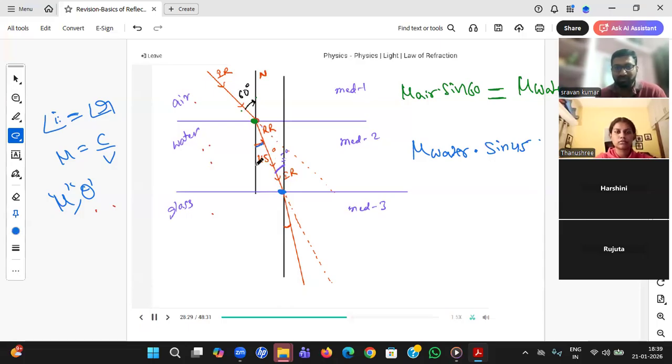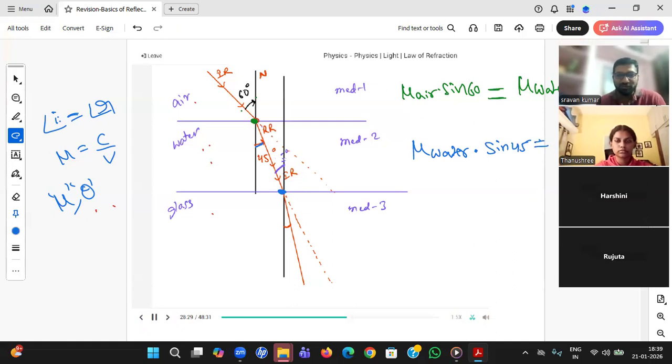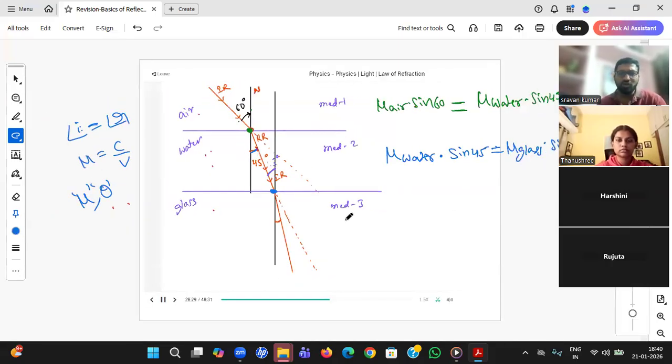Here it is 45, equal to this angle over here, very good. Okay, student, here the angle of incidence is not given, but she's saying 45. Let me write that first. Now again, Harshini, glass: mu of glass into sine of. Tell me the rough value. 30 maybe. Very good, absolutely right answer.